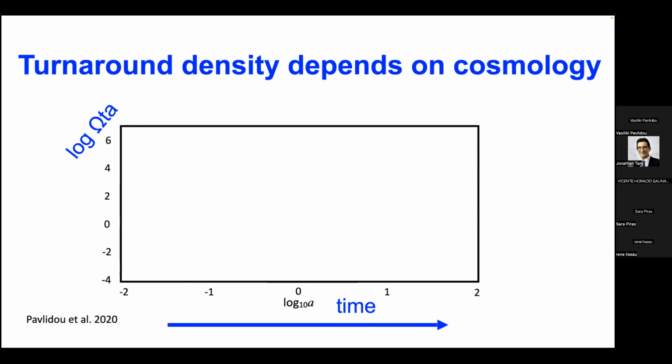And on the y-axis, I'm going to show the turnaround density expressed in terms of an omega, so as a fraction of the critical density today that is required to make the universe flat. Just like omega matter and omega lambda, this is omega turnaround: turnaround density normalized to the critical value of the density. So it's a dimensionless number, and I'm taking its logarithm. Let's see what happens for various cosmologies. How does that turnaround density evolve with time in various cosmologies?